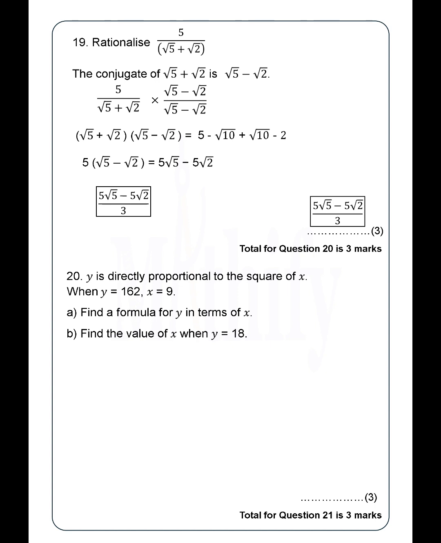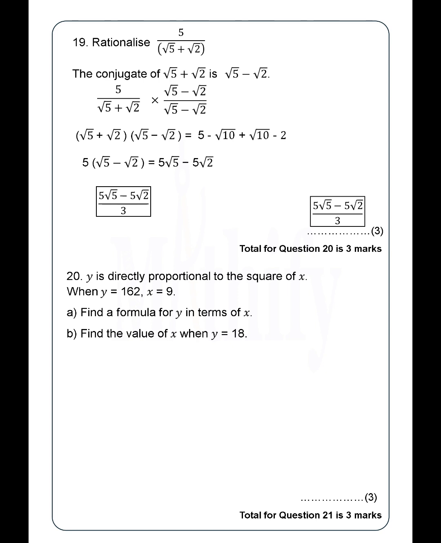Question 20. Y is directly proportional to the square of x. When y equals 162, x equals 9. Part A, find the formula for y in terms of x. Part B, find the value of x when y equals 18. This topic is direct and inverse proportion.